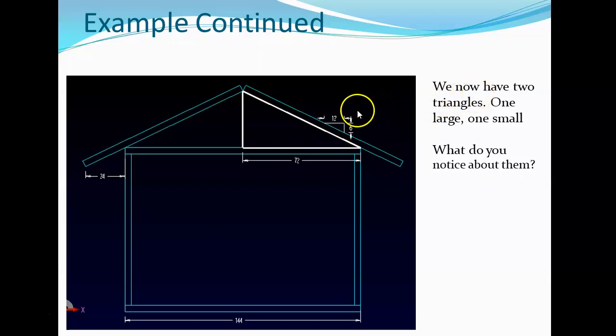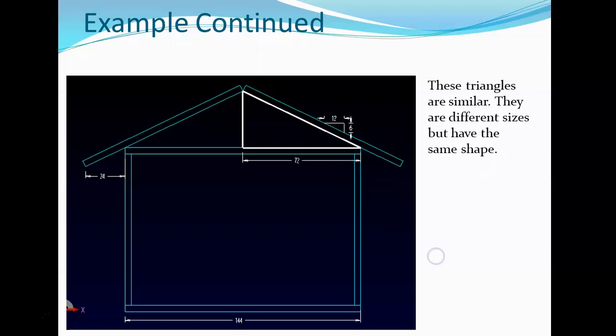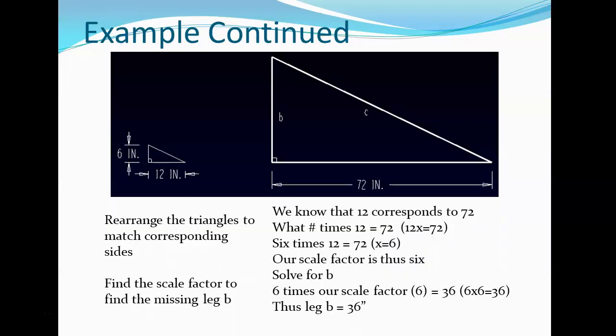We now have two triangles, one large, one small. What do you notice about them? These triangles are similar. They are different sizes, but have the same shape. Now, I rearranged the triangles to match the corresponding sides. Long side on the bottom, short side on the left, and there's our hypotenuse. I need to find that leg, B. I'm going to use a technique that they showed us in the video by using the scale factor.